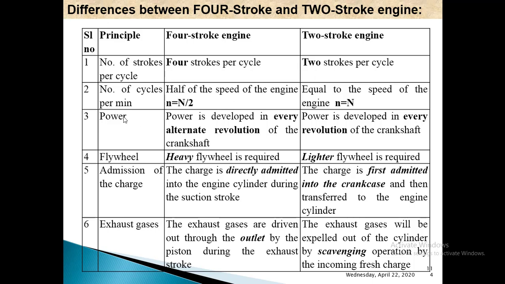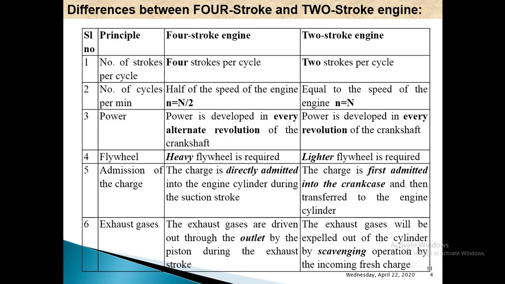Next is power. In the case of the four-stroke engine, power is developed in every alternate revolution of the crankshaft. In the first revolution of the crankshaft there will be the suction stroke and compression stroke. In the next revolution, the power stroke will take place and power will be produced. So in the first revolution there will not be any power developed, in the second revolution there will be power developing, in the third revolution again there will not be, and in the fourth revolution there will be a power stroke.